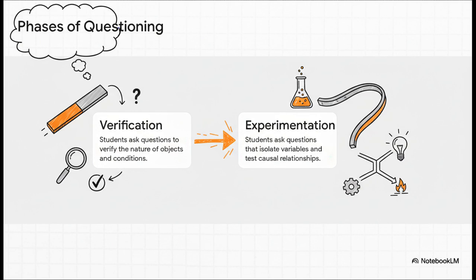And this whole questioning process usually happens in two phases. First up is verification. This is where students just try to get the basic facts straight. Was the strip straight before you heated it? Yes. Was it solid? Yes.